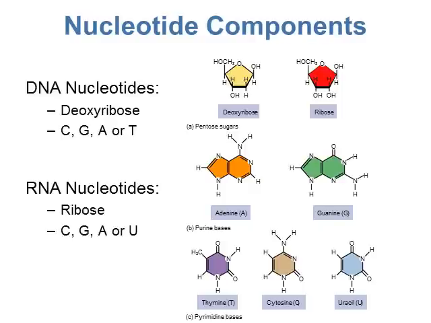DNA nucleotides, for their pentose sugar, they have a sugar called deoxyribose. So that's the yellow sugar up at the top. And then to that deoxyribose sugar, you have a phosphate group attached. And then you have one of 4 nitrogen bases. For DNA, you can either have cytosine, guanine, adenine, or thymine as your nitrogen base. So those are the 4 choices.